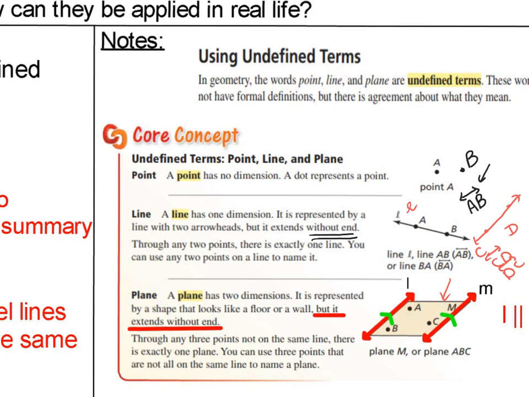That's the other thing that people forget. They think that a plane stops here and here, but really it goes on forever this way, and forever this way, and forever this way, and forever this way. So that's the first part of planes, what it looks like. Again, it can be represented by another shape as long as it's a flat shape.